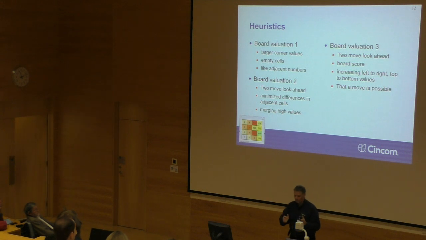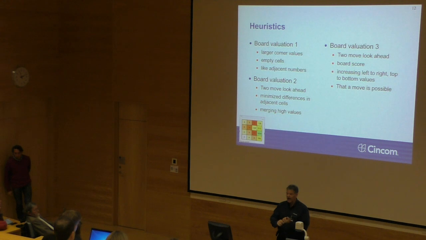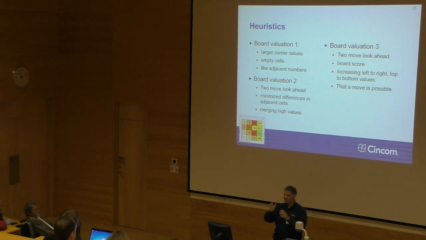The other was using board valuation. For example, one board valuation valued higher larger corner values, and how many empty cells there were; more is better. You want your board to not fill up, because then you're out of spots. Also adjacent numbers, because those are the ones you can combine.